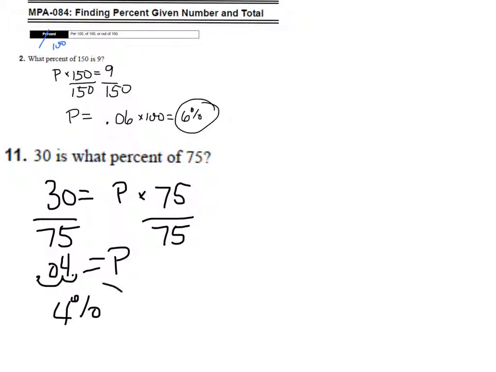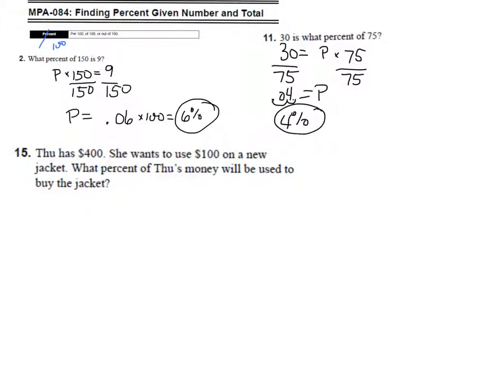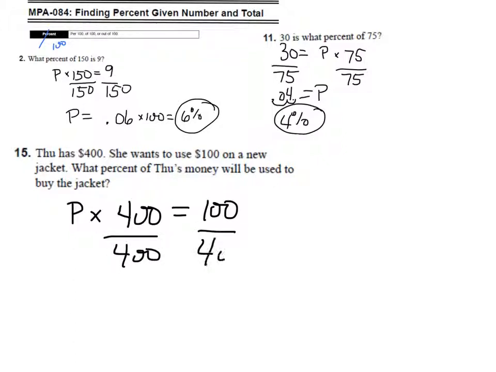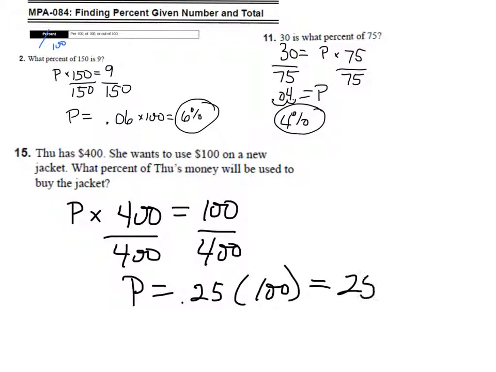and we get 4%. Okay, so with this word problem, the first thing I'm going to do is change it into one of those simple problems. Theo has $400. She wants to use $100 on a new jacket. What percent of Theo's money will be used to buy the jacket? So we want to know what percent of the 400 is 100. Okay, so now that we've translated that, all we have to do to solve, to undo times 400, is divide both sides by 400, and I get P equals 0.25. And again, that's out of 100, so we multiply by 100 and we get 25%.